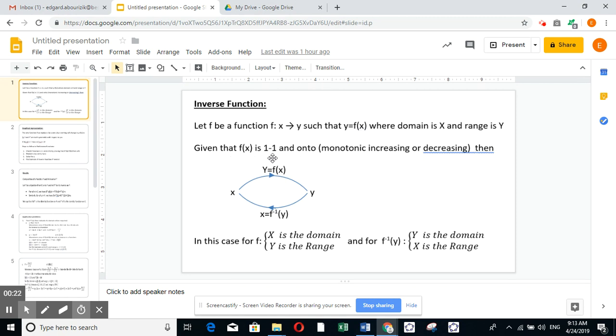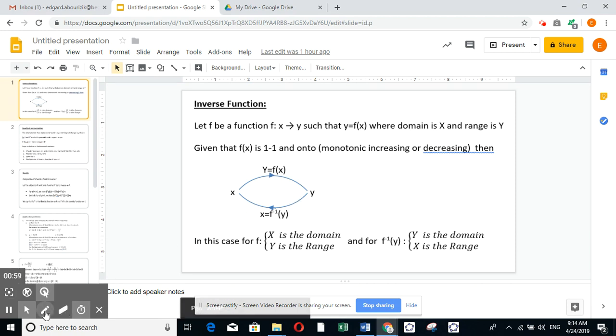Given that f of x is 1 to 1 and onto, I mean here monotonic increasing or decreasing. Then if you have x, you can go to y under a function f. And if you want to return back from y to x, you return back under a new function. This function is called f inverse of y. From x to y, you write y equals f of x. From y to x, you write x equals f inverse of y. And this is a function because we said that this function is 1 to 1 and onto.